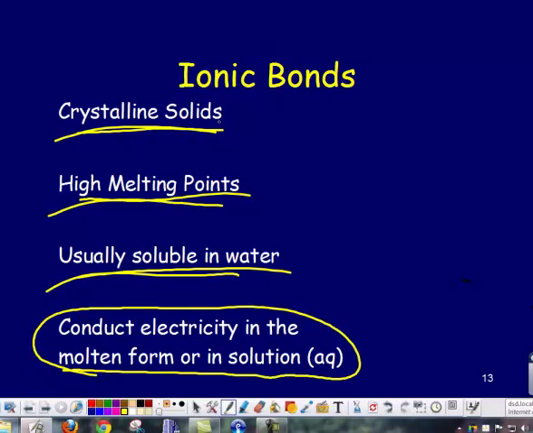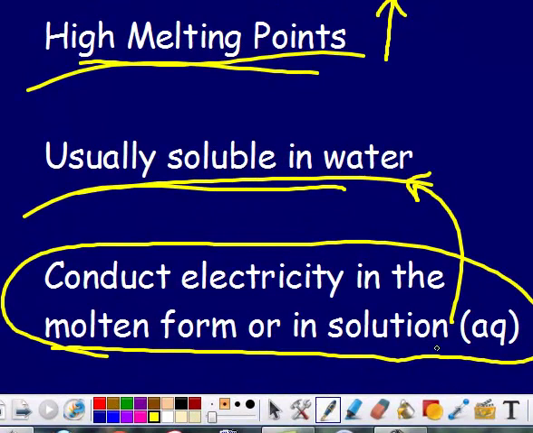These are the characteristics. They tend to be crystalline solids at room temperature. They tend to have high melting points. It has to do with the strength of their bonds. The strong bond causes a higher melting point. They are usually soluble in water, and they will conduct electricity in water in the solution, or if you melt them.